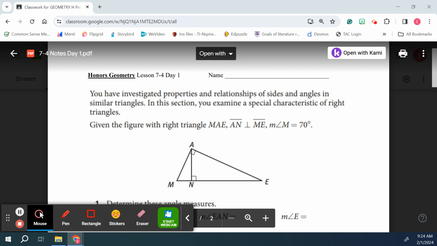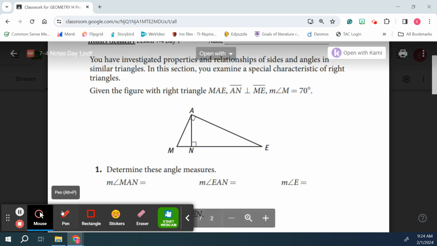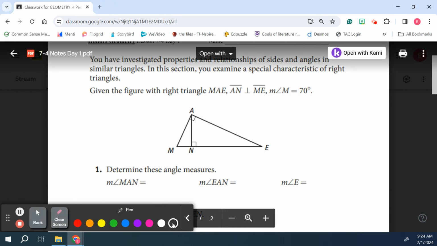All right, so you've investigated properties and relationships of sides and angles in similar triangles. In this section, you will examine a special characteristic of right triangles. Given the figure with right triangle MAE, AN is perpendicular to ME, and the measure of angle M is 70. They want you to determine what these angles are.